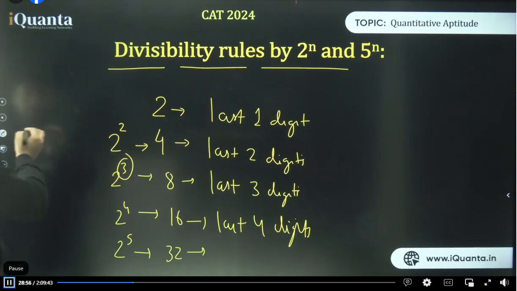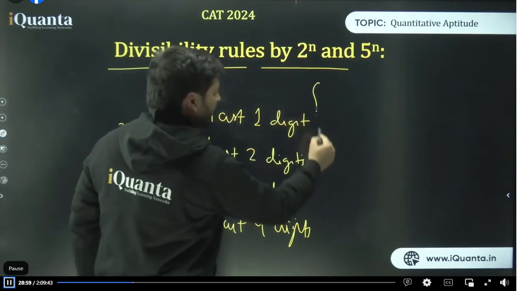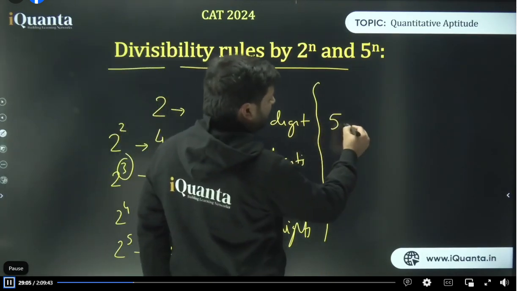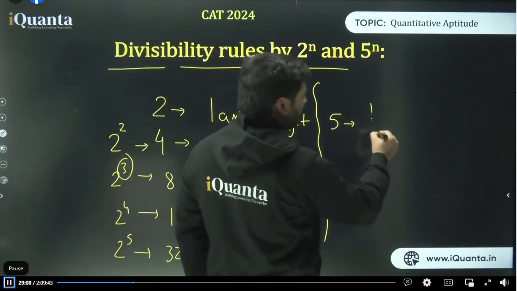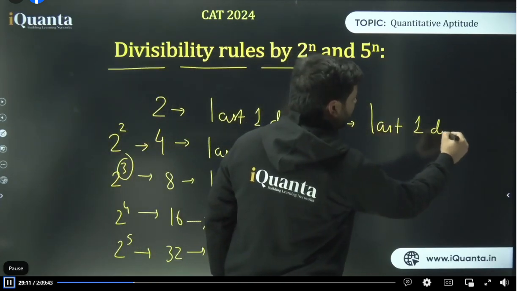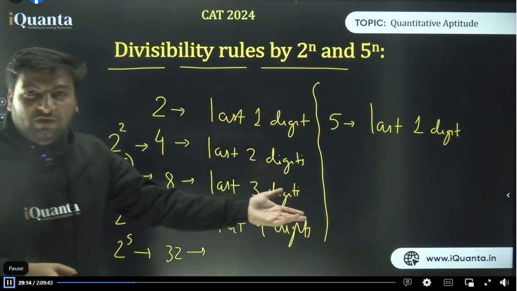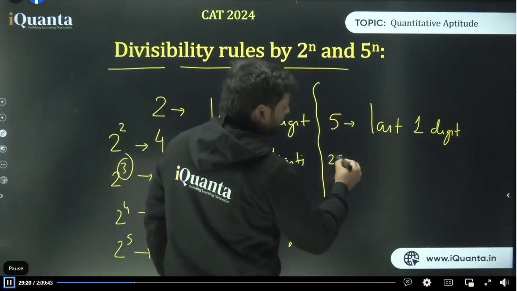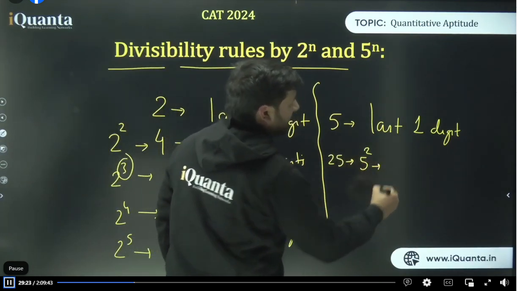Let us go ahead. Okay, so we have discussed the divisibility of 2 to the power n, right? Let us talk about 5 to the power n. So when we check the divisibility of 5, what will you do? You will check last 1 digit, isn't it? Of course, you check whether it is 0 or 5. अगर 0 है तो divisible है, 5 है तो divisible है, नहीं है तो फिर नहीं है, right? The same is the case for 25, which is nothing but 5 square.